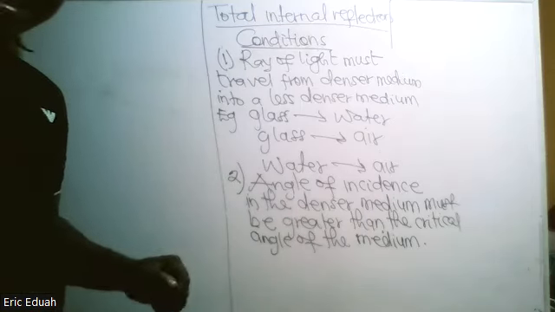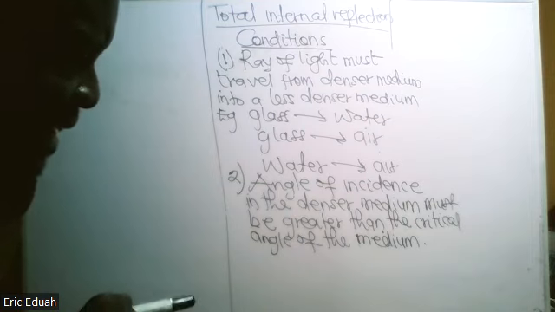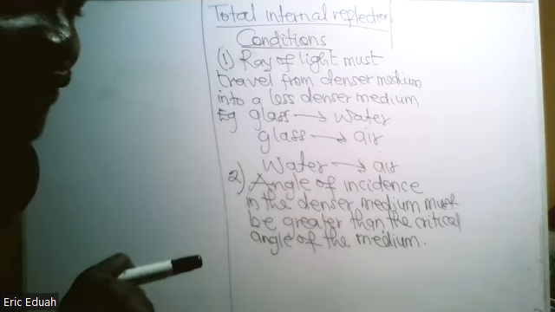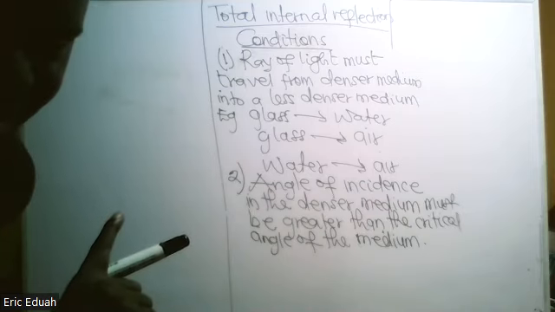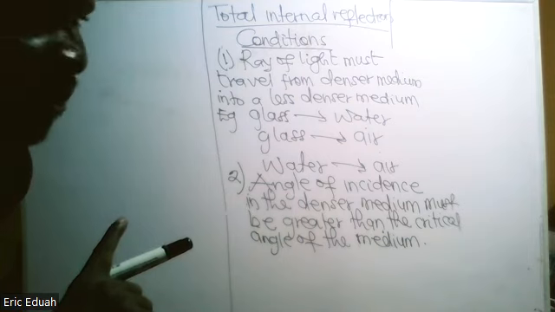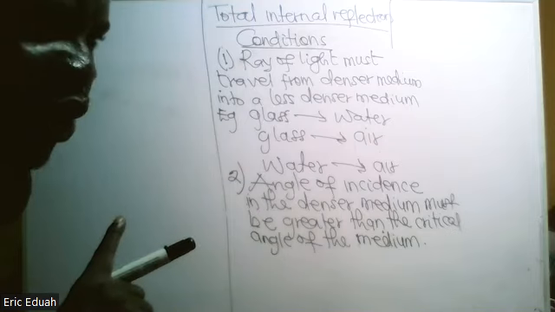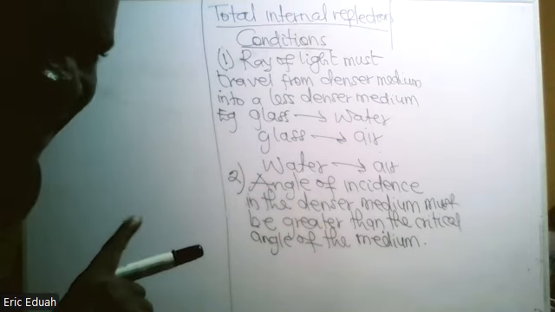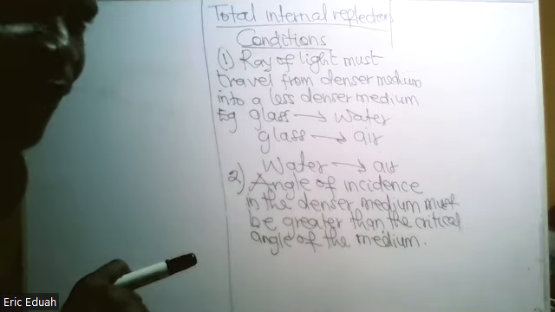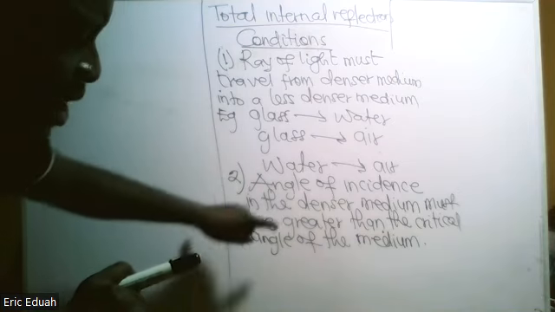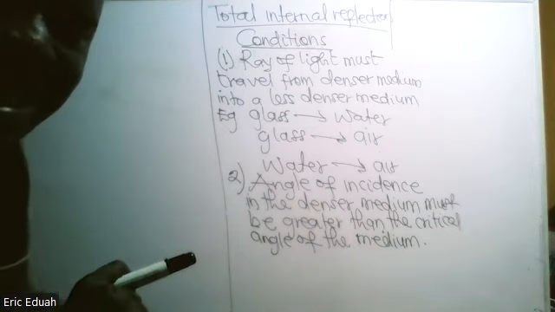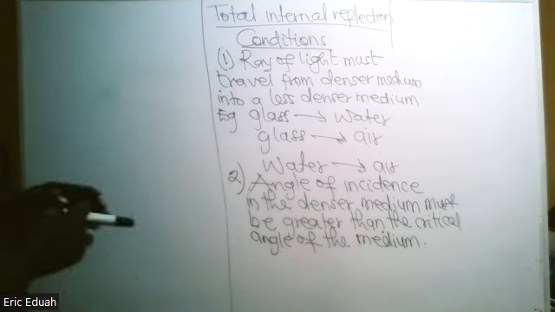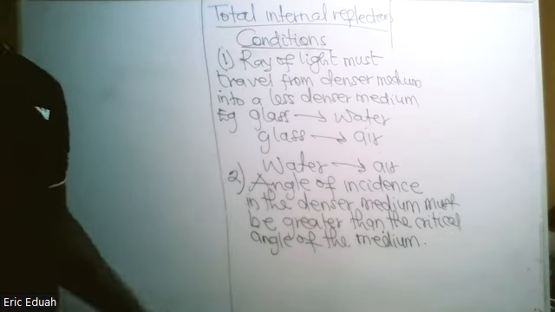The second condition simply means that each and every denser medium has its own critical angle, and that is the angle of incidence which will give you an angle of refraction of 90. Every material, being it glass, plastic, or water, has its own critical angle. When you identify this critical angle and you incident light at that angle, you have an angle of refraction of 90 degrees. So the angle of incidence in the denser medium must be greater than the critical angle of the material. Then total internal reflection would occur. So these are the two main conditions for total internal reflection to occur.